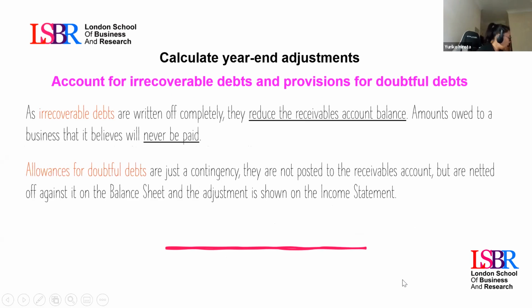Other adjustments that we were checking were the irrecoverable debts and the allowance for doubtful debts. They are two very similar concepts, but I feel that the main difference is the level of certainty that we have in each concept. Irrecoverable debts are almost sure to be lost. And the allowance for doubtful debts is only to be conservative, in order to get ready in case one of the clients of the company doesn't pay. So very, very important concepts to remember.